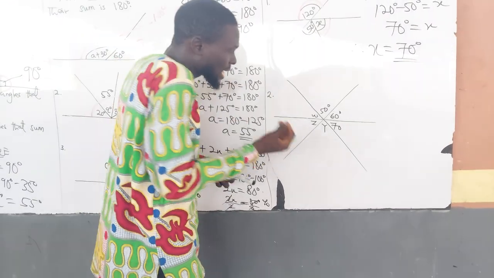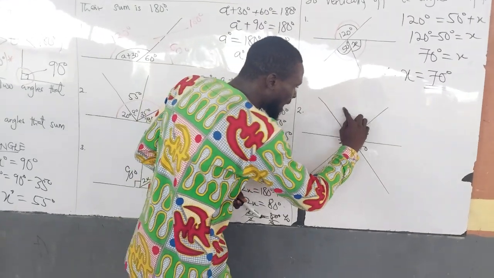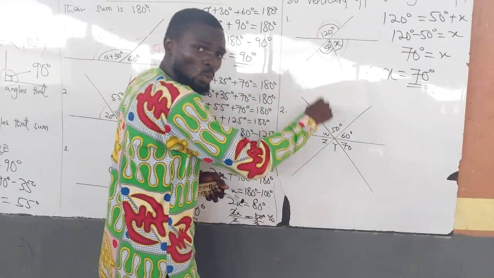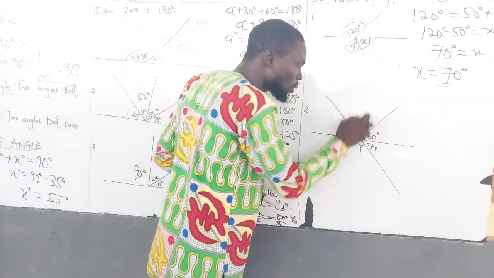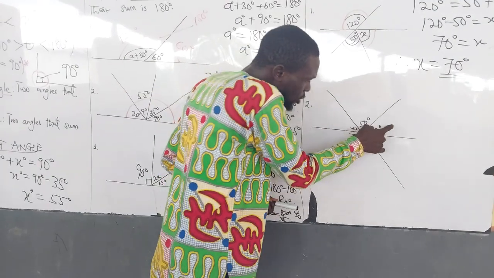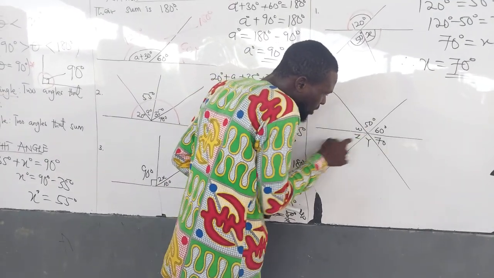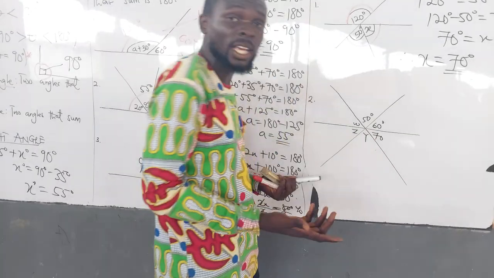Or you can see clearly too that the angle here is vertically opposite to the angle here, which means this and this are equal, because vertically opposite angles are equal. This Z is also equal to this because they are at opposite sides. This is also at opposite sides, so they are equal.